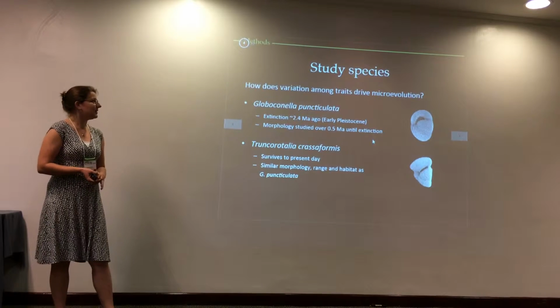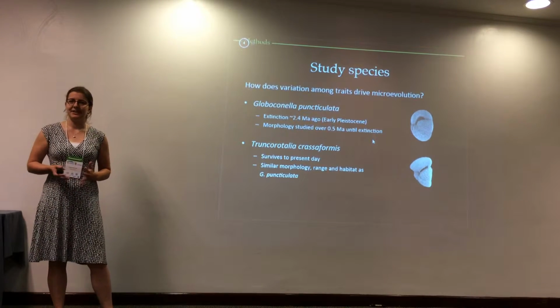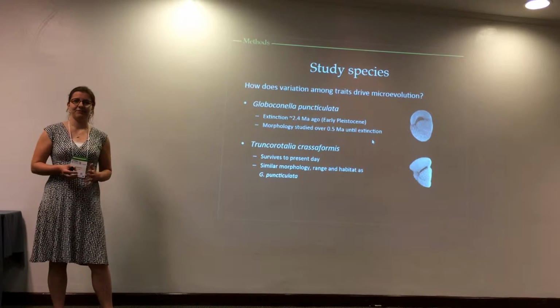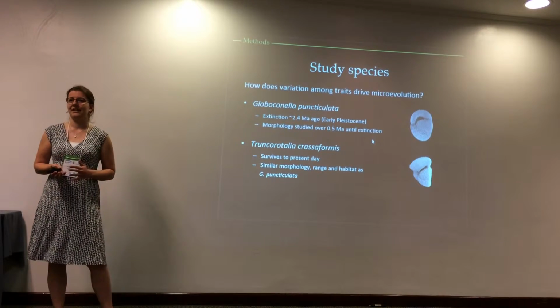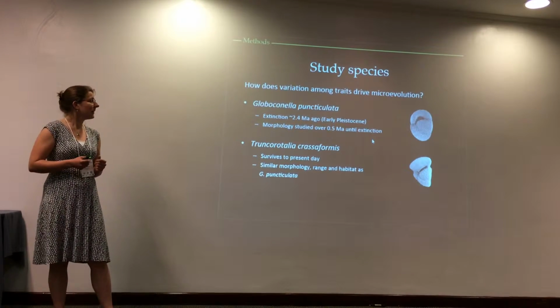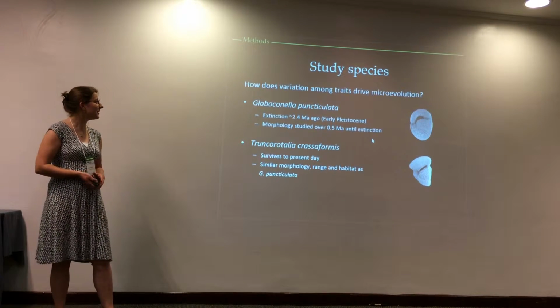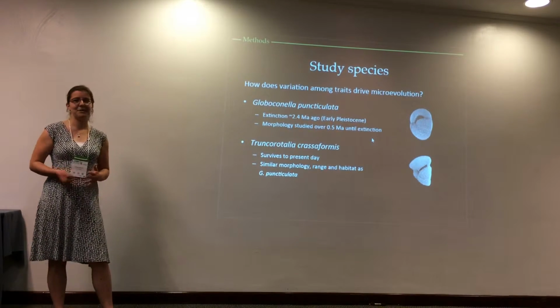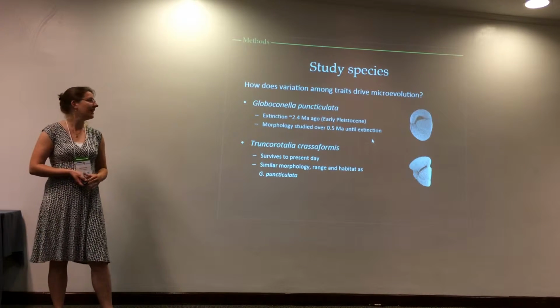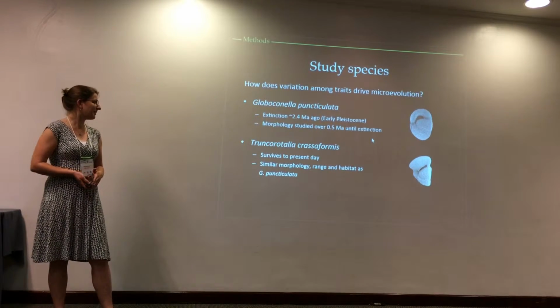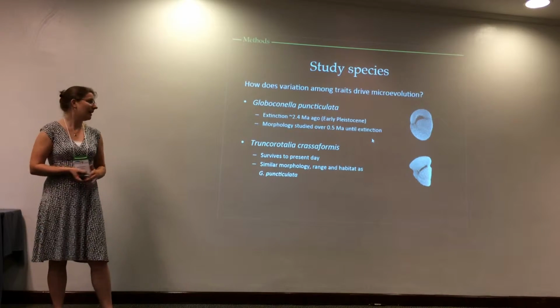So the aim of my study was to look at how variation within a species determines microevolutionary trajectories. To do this, I studied the fossil record of two species of Foraminifera. The first is Globorotalia articulata, that became extinct about 2.4 million years ago. The second is Globorotalia cruciformis. This one survives to the present day.